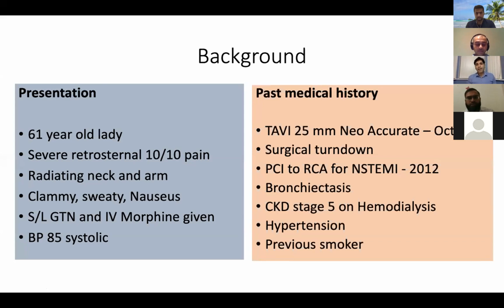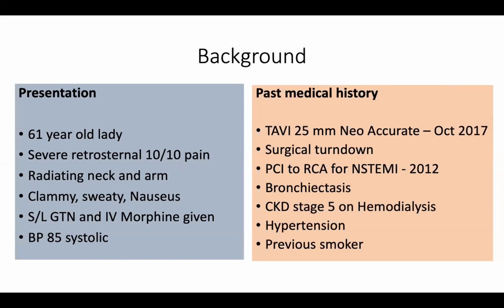So the background: this is about a 61 year old lady who was alerted to us through a primary PCI call by the West Midlands paramedics with a severe ongoing retrosternal 10 out of 10 pain. It was radiating to the arm and the neck. She was reportedly very clammy, sweaty, and nauseous. She was given sublingual GTN and IV morphine by the paramedics, and they said that her blood pressure was about 85 systolic.